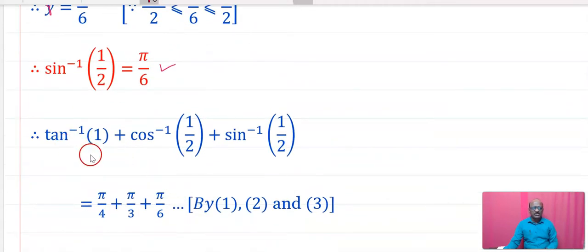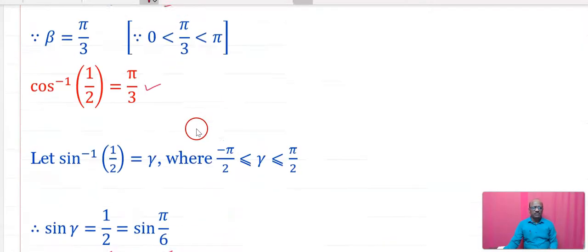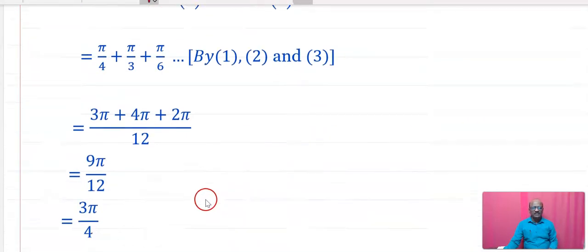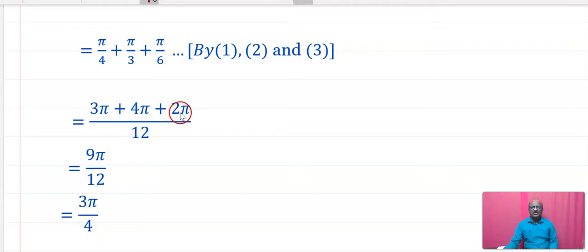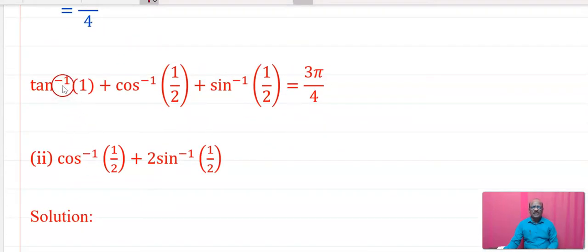And that's why the tan inverse of 1 plus cos inverse of 1 upon 2 plus sine inverse of 1 upon 2: first was pi by 4, next is pi by 3, and the last is pi by 6. If you add them by using the LCM, you will get 3 pi plus 4 pi plus 2 pi, and that's nothing but 9 pi upon 12, and that is 3 pi by 4. Hence the sum is equal to 3 pi by 4.